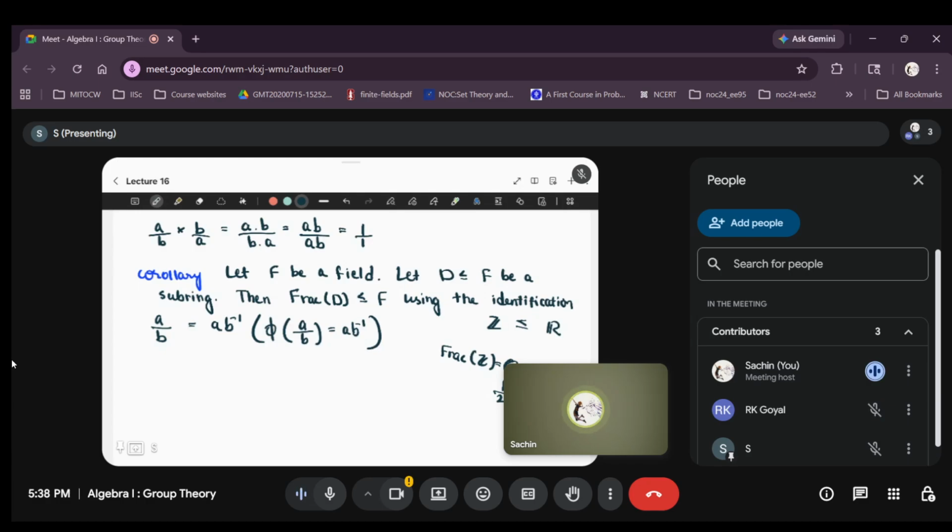See, the problem here is in Q, this division makes sense because you understand what 1 by 2 is, and you understand what 2 inverse is. That all makes sense when you're dealing with integers, but none of it actually makes sense when you move to an arbitrary ring. A ring has only multiplication and plus. There is no notion of division there.